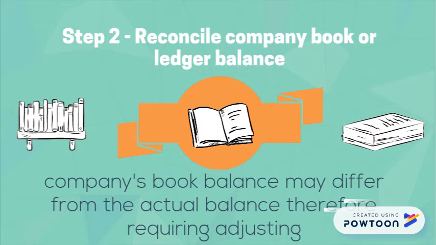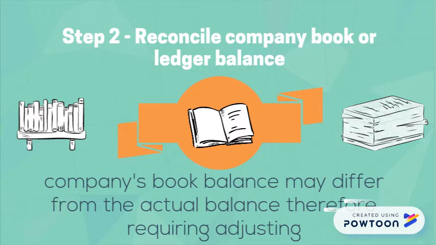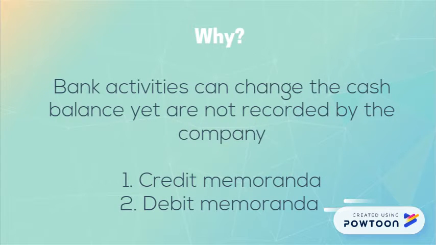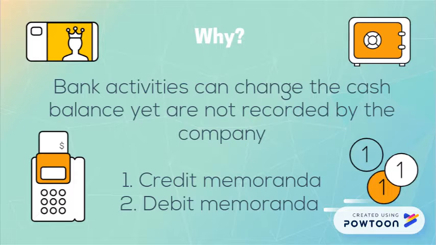A company's book balance may differ from the actual balance, therefore requiring adjusting. This occurs for 2 reasons. The first being bank activities that can change the cash balance yet are not recorded by the company. We call these credit and debit memoranda. Credit memoranda relates to banks collecting cash on behalf of the company, whereas debit memoranda is notification of a subtraction from the cash balance on the bank statement.